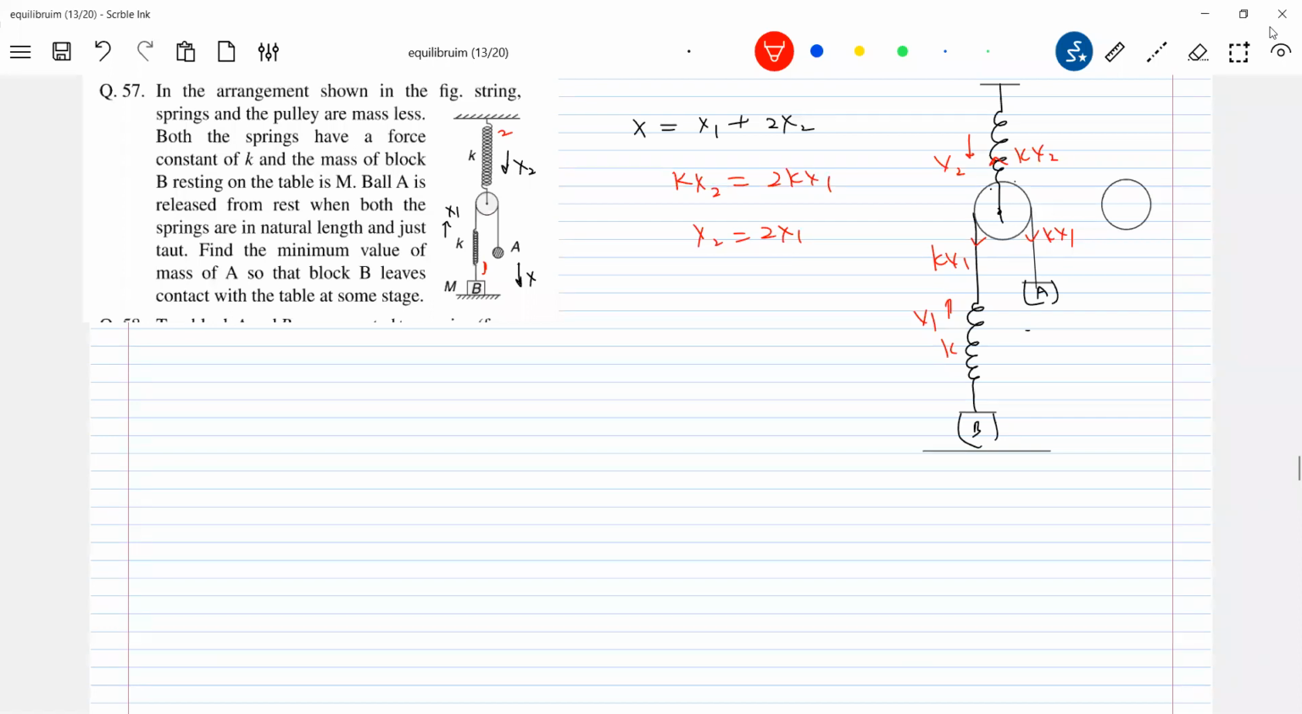But what was our question? Our question is: find the minimum value of mass of A so that block B loses contact. When will block B lose contact? For block B to lose contact, spring 1 should be elongated, and the spring force should be such that, as already discussed, I just introduced one more spring, that's all. What should be the state of this? It should be elongated. So how much spring force? kx1 spring force will act here.